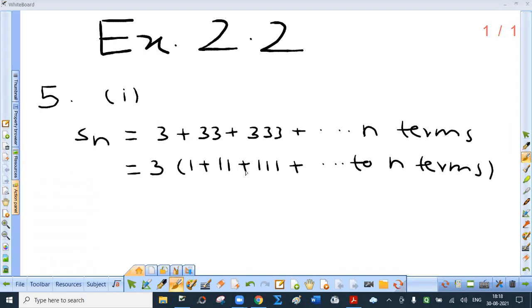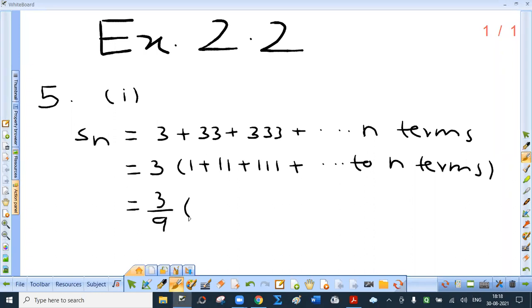So the working rule is simple. Let me explain. Take this number common, whatever may be this number. If it is already one, fine. But if it is other than one, take that number common. Now, are the terms in the bracket in GP or AP? No, they are not. So the next rule is take 1/9 common.